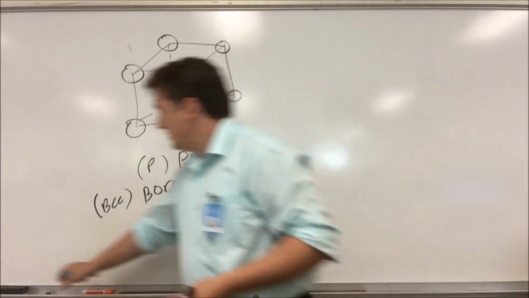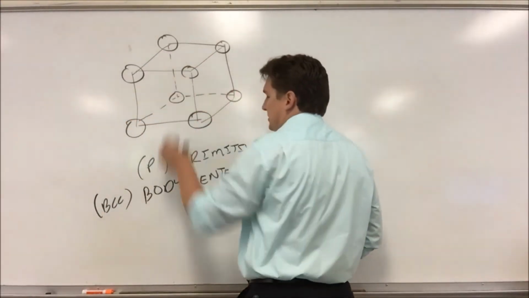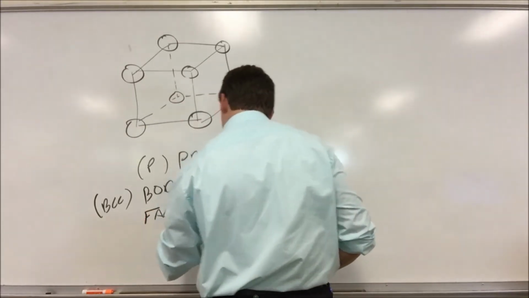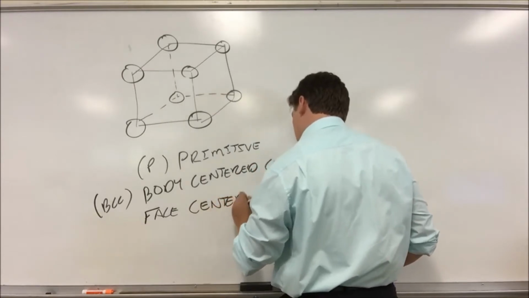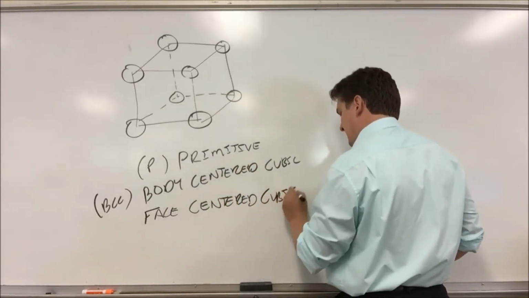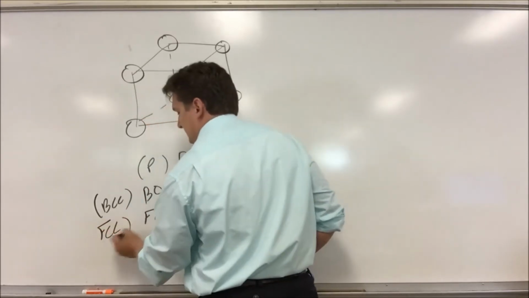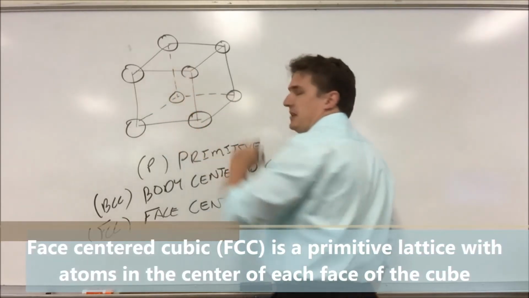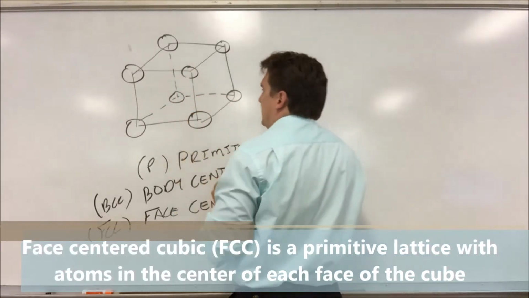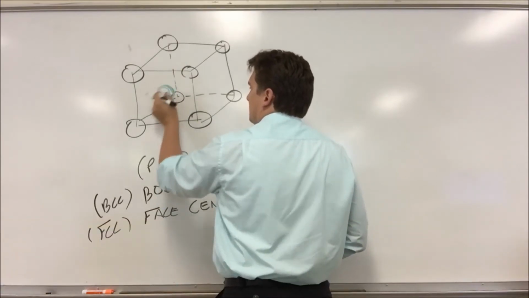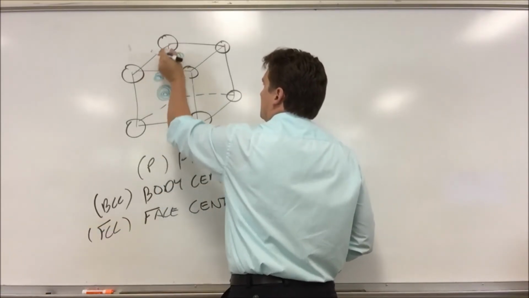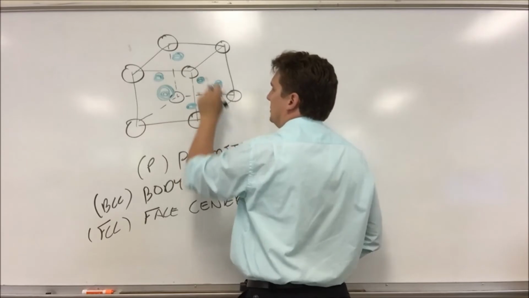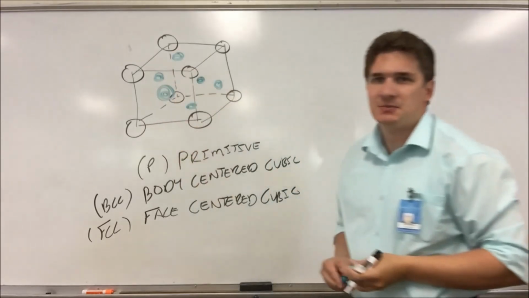We also have the option, instead of putting one in the center, of putting an atom in the face of each side. And so these are face-centered cubic, or FCC. Now for a face-centered cubic crystal, we've got 6 faces to each side of the cube, and in the center of each face, we're going to have an atom. 2, 3, 4, 5, 6. So we're going to add 6 more atoms in here.